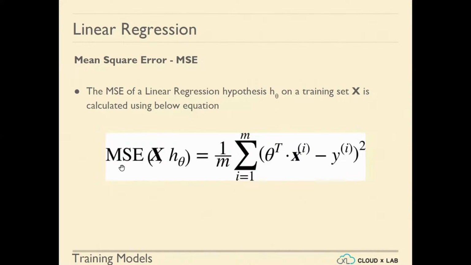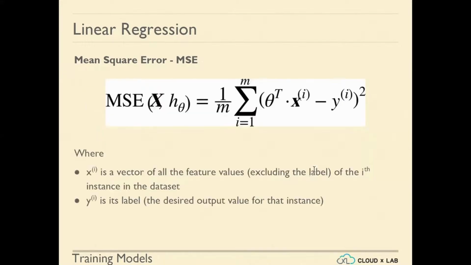So using this error, the MSE, we will estimate the best possible model. And the best possible model means the unknown vector theta that results in the lowest possible MSE, right? Okay. So again, in this equation, xi is the ith input, theta is an unknown vector, and yi is the output label for the ith input, right?